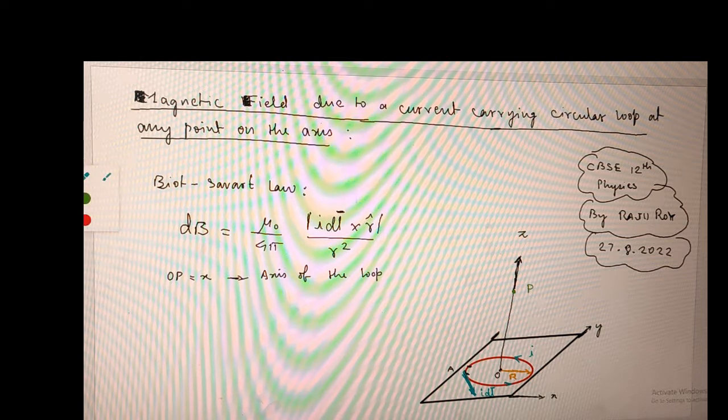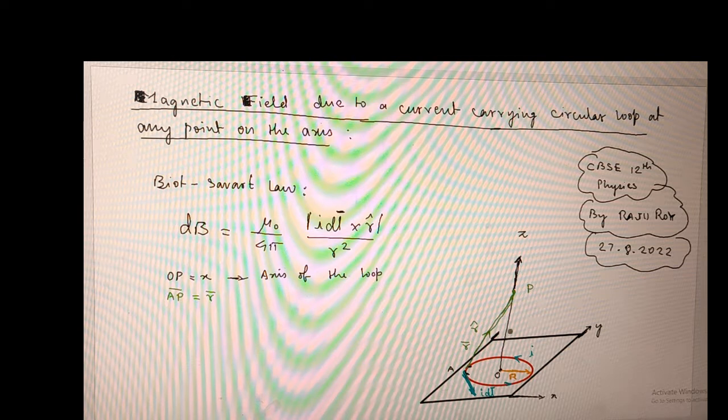This will be A to P. Let me draw it in green. This will be your r. The unit vector r will also lie along this only, isn't it? So this is your unit vector r, or you can say r vector. When I say unit vector, I am taking only the unit length. So this is your AP. AP is the r vector.